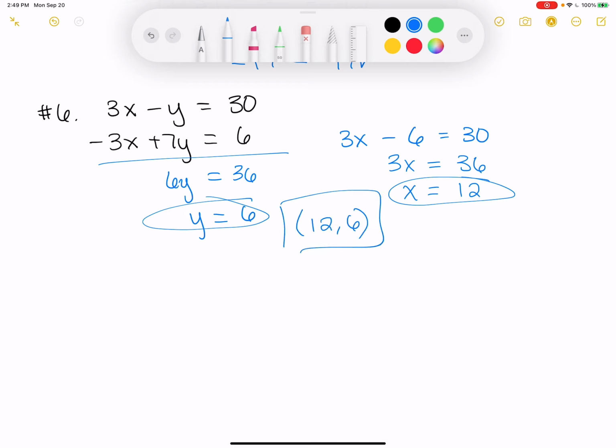Do y'all agree with that? Awesome. And just for the sake of consistency, I'll plug it in and check it. So 36 minus 6 equals 30. So 30 equals 30. And we're done.